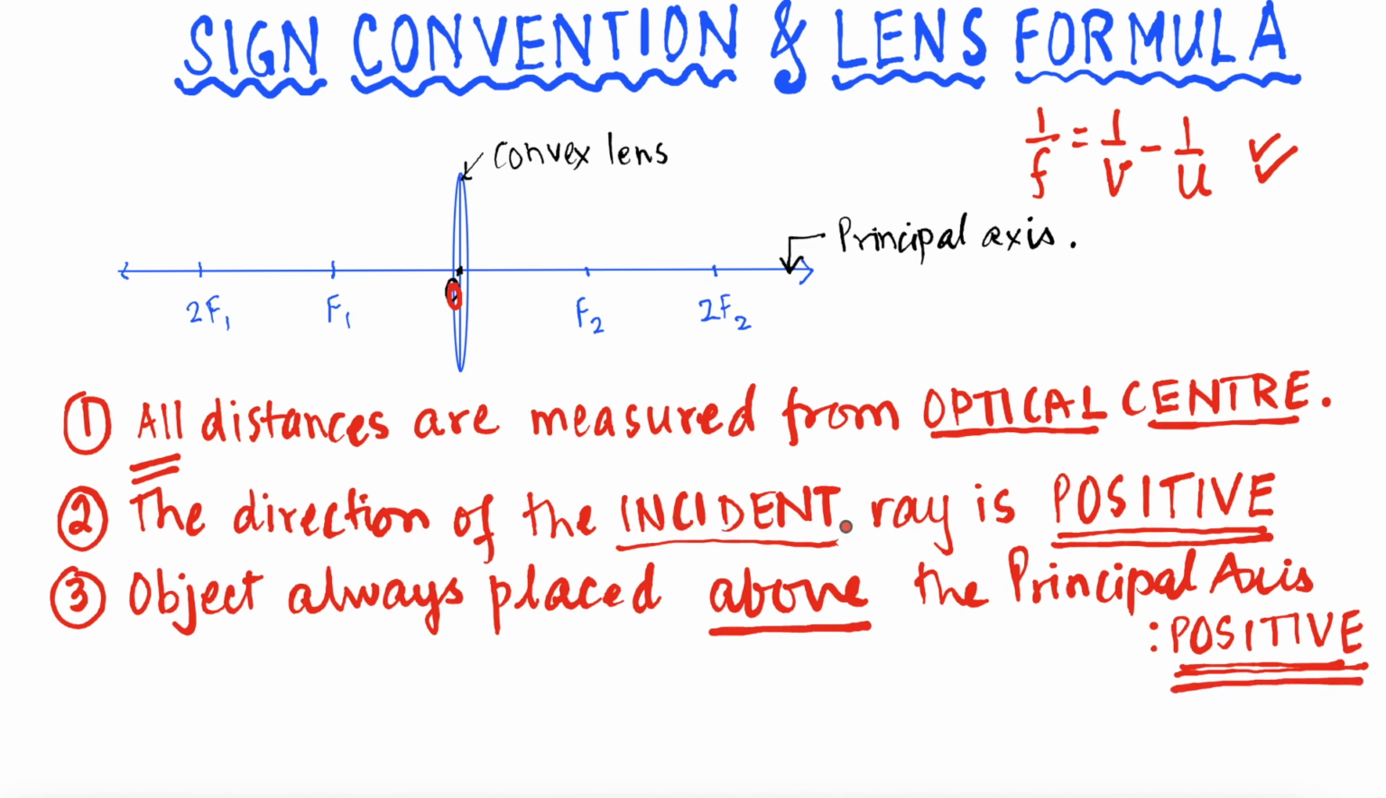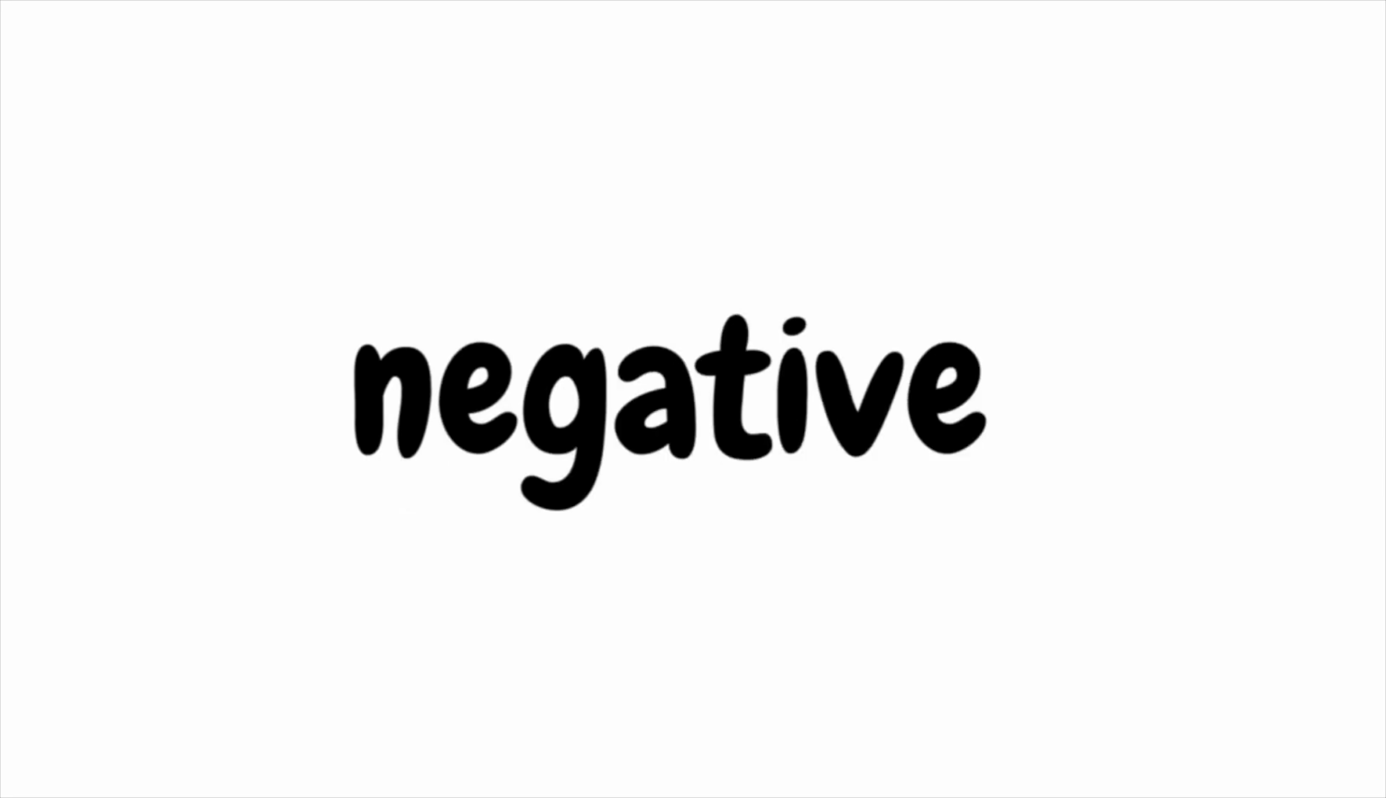The direction of the incident ray is positive and the height of the object which is above principal axis will be positive. Which means anything that is opposite to the incident ray will be negative, and if the image is below the principal axis, then it will be considered as of height negative. And if it is above the principal axis, then its height will be considered as positive. Now I shall tell you a simple trick to remember which quantity is positive and which quantity is negative.